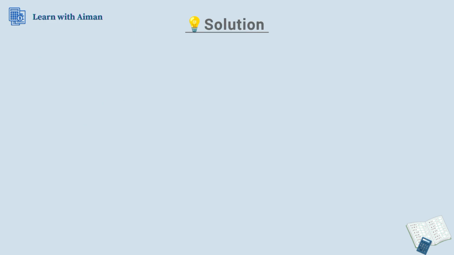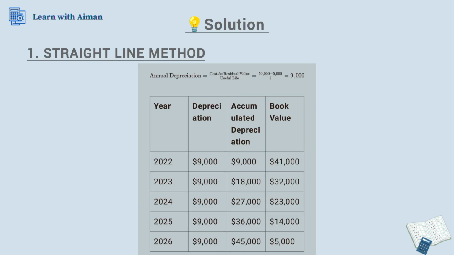Let's solve it. First, using the straight line method. Formula: annual depreciation is equal to cost minus residual value over useful life. So we got $9,000. Let's start with year 2022. Depreciation is $9,000, accumulated depreciation is $9,000, and book value is $41,000 because we subtract it from our $50,000.